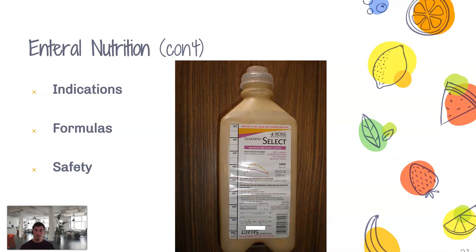And the last one that we'll see are fiber-containing formulas. These are used for patients in long-term care facilities or patients that require enteral feedings for prolonged periods of time.